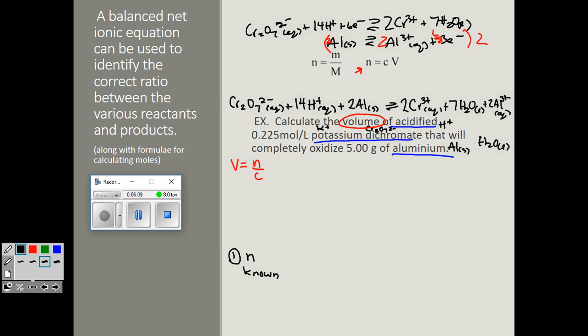In this particular case, it's aluminum. I know that I have 5 grams of aluminum, and if I have the mass of something, that's all I need to calculate how many moles I have, because the molar mass is available in the data booklet. So my first step is going to be for aluminum to calculate how many moles I have. So I'm going to take the 5 grams and divide it by the molar mass. Now that's going to tell me how many moles I have of aluminum.